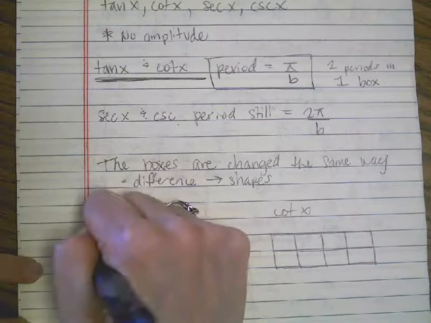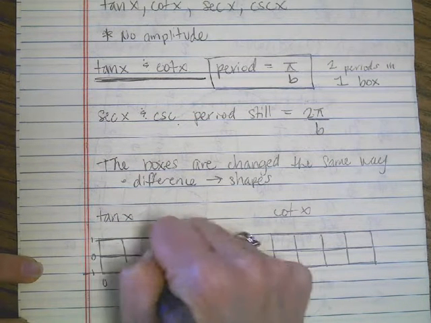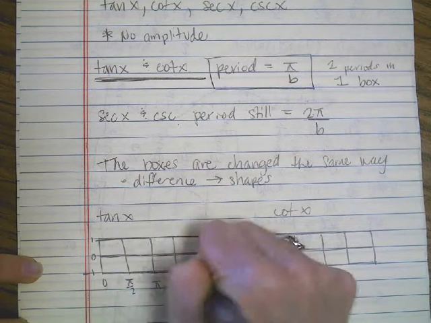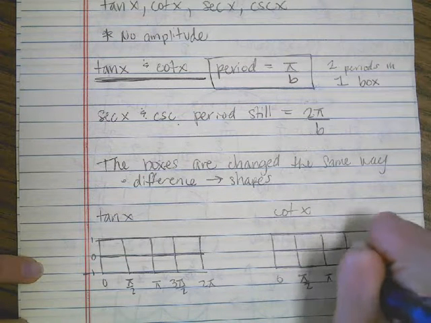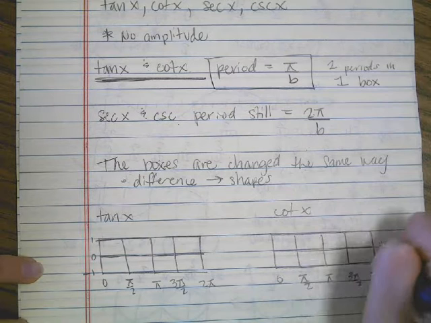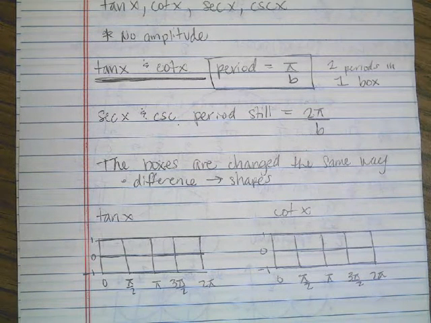Tangent and cotangent are undefined at certain areas. And the box is just 0, pi over 2, pi, 3 pi over 2, 2 pi, same as it was before. So it makes it nice because it's nothing new in that realm. All of these, tangent, cotangent, secant, and cosecant, are undefined at one point. When they're undefined, you draw in an asymptote. So I'm going to show you where those asymptotes are.